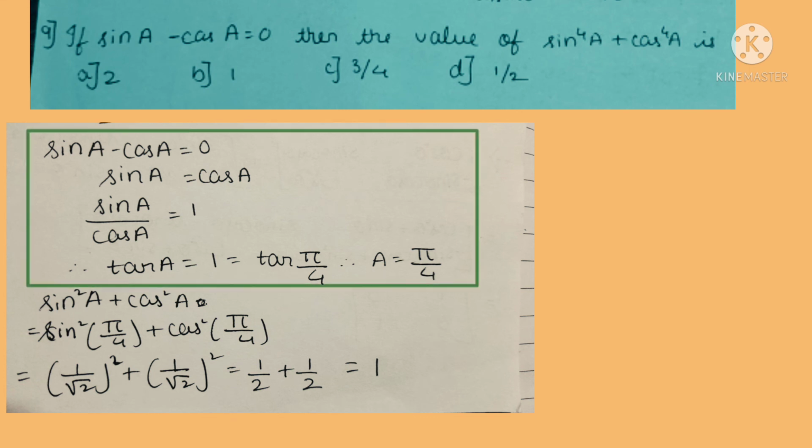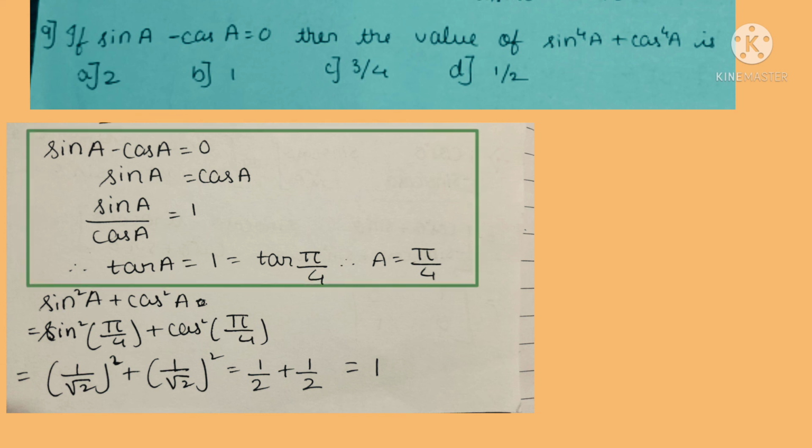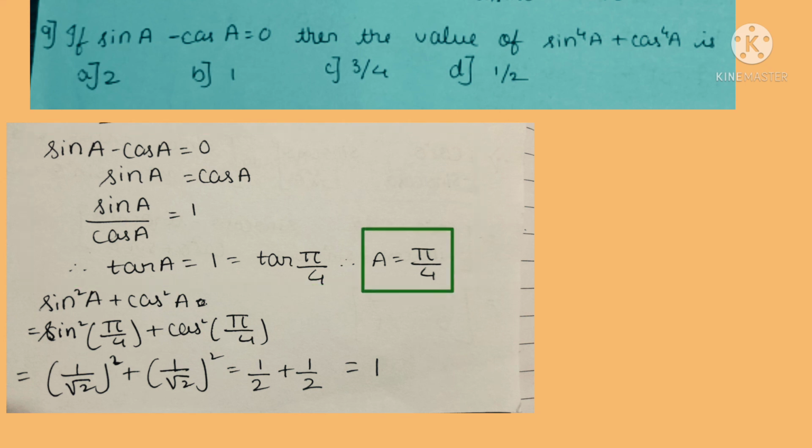Yes, and from the RHS we will just divide: sin A divided by cos A, which is nothing but tan A. So tan A is equal to 1. And 1 is nothing but tan of pi by 4, which is tan 45 degrees. Tan A is equal to tan pi by 4. Can we cancel tan, and we get A is equal to pi by 4.